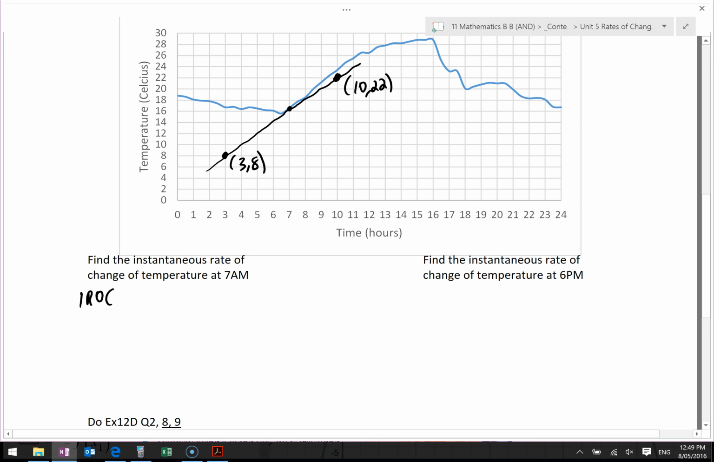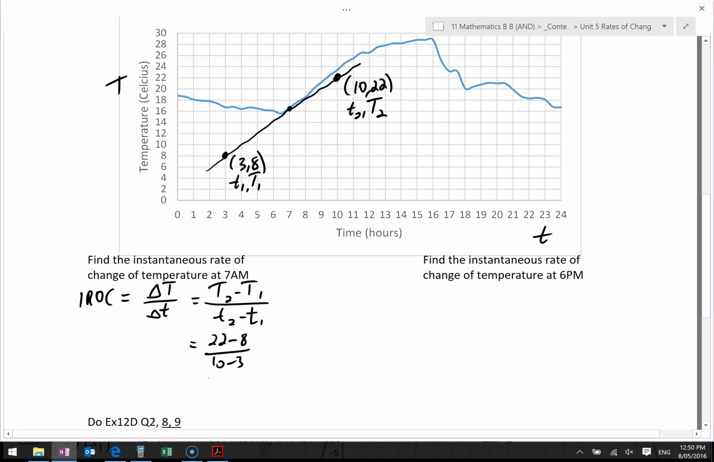Okay, so instantaneous rate of change. Okay, it's just going to be the average rate of change formula, but I'm using the tangent. Okay, not a random chord. So change in temperature over change in time, capital T, little t. Call this T1, T1, T2, T2. And I'll be able to find the difference between these two. A difference in temperature on difference in time. Okay, and be able to calculate the instantaneous rate of change.